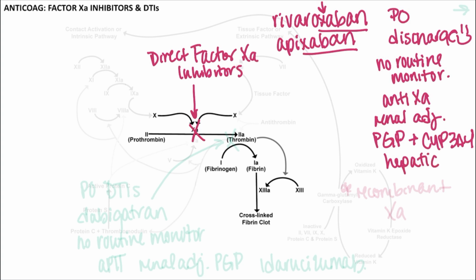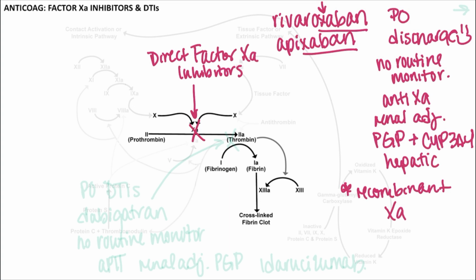Now, if bleeding occurs with this agent or emergent surgery is necessary, there is now a reversal agent that is recombinant factor 10A, which wasn't always the case. And historically, this was one of the biggest downsides for these agents for a very long time, is the fact that there was no antidote. But now we do have this antidote if it is ever needed.